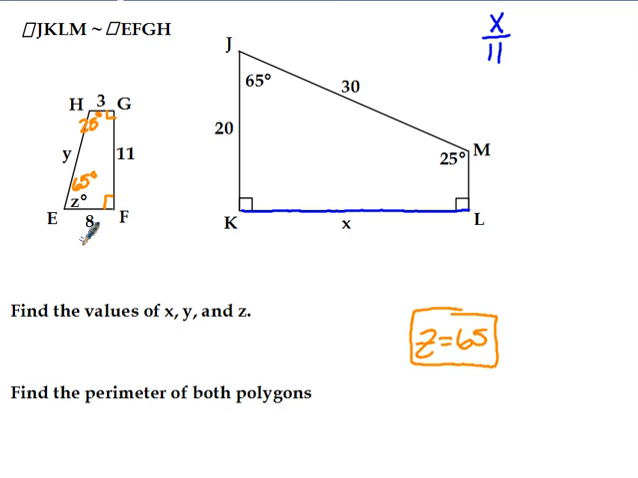So X over 11 equals 20 over 8. I will cross multiply. 8x equals 220. Divide both sides by 8. And x is going to be 27.5.